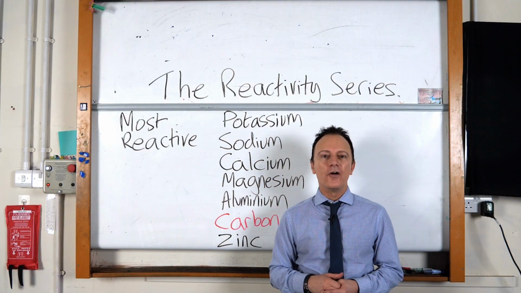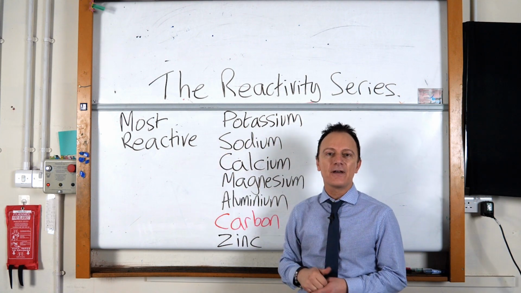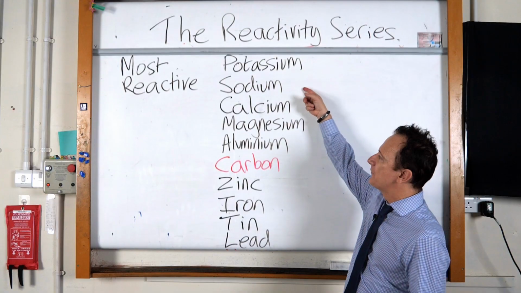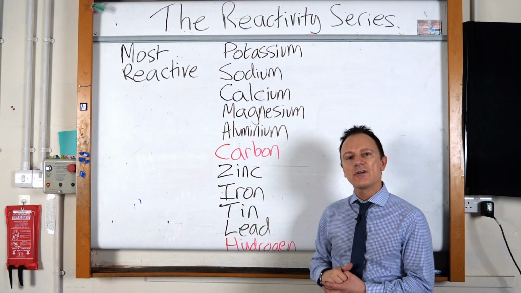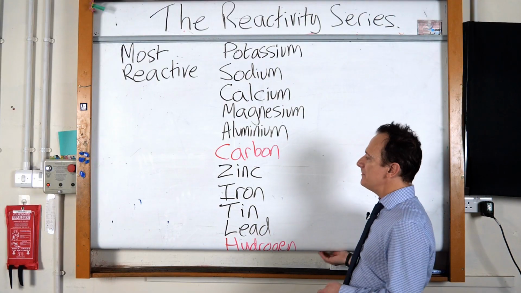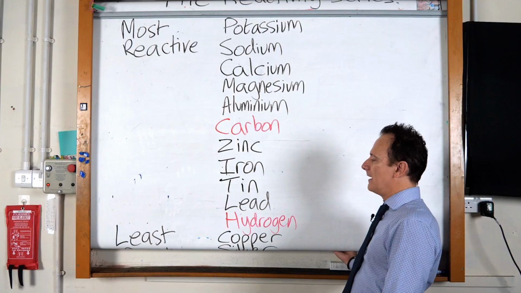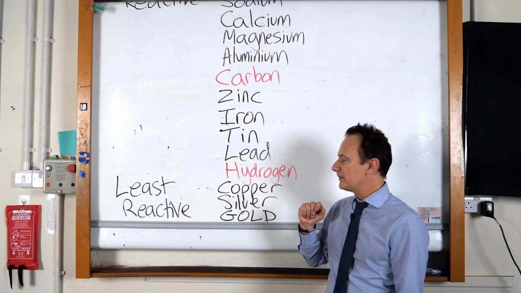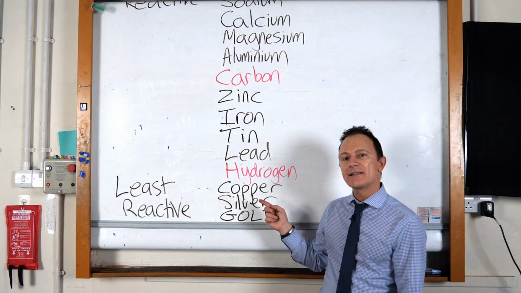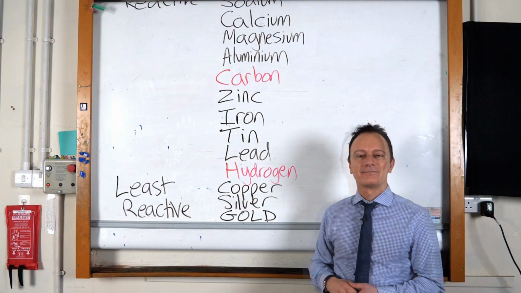And when we put them in that order, we call it the reactivity series, with the most reactive at the top, such as potassium, sodium, calcium, magnesium, aluminium. This one in a different colour is a non-metal. Then we've got zinc, iron, tin, lead. And then just below that we've got hydrogen, which is another non-metal, and then some of the least reactive metals are copper, silver and gold.